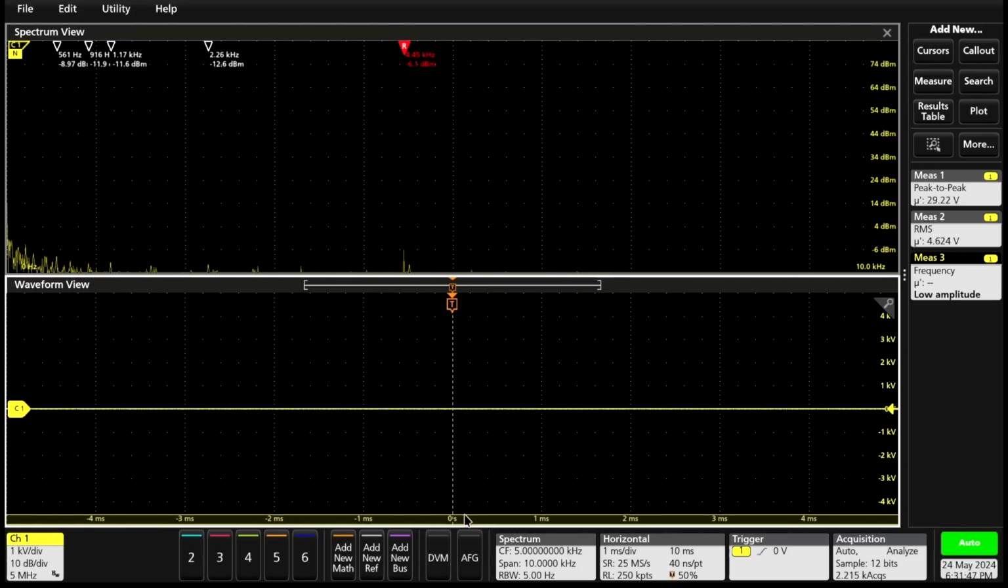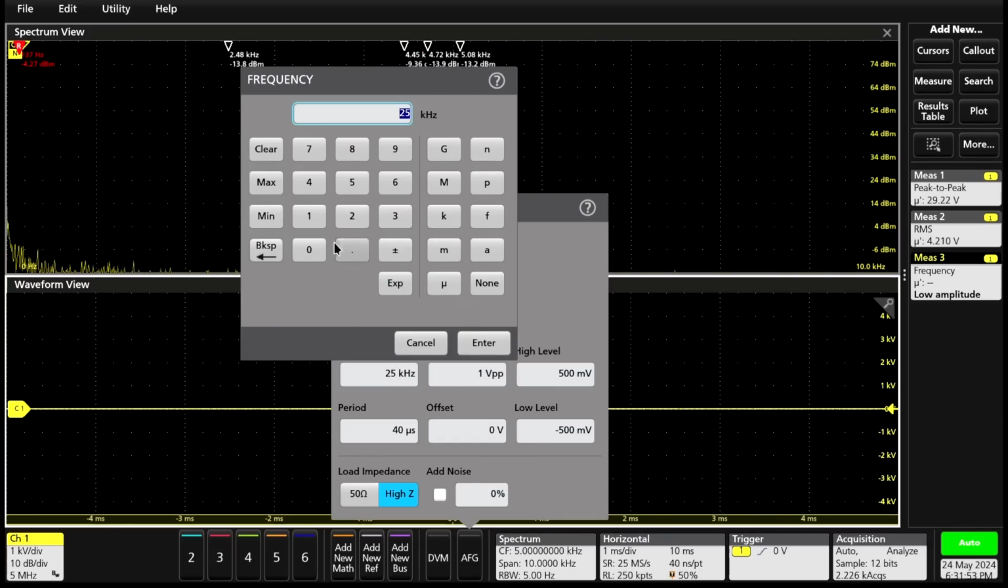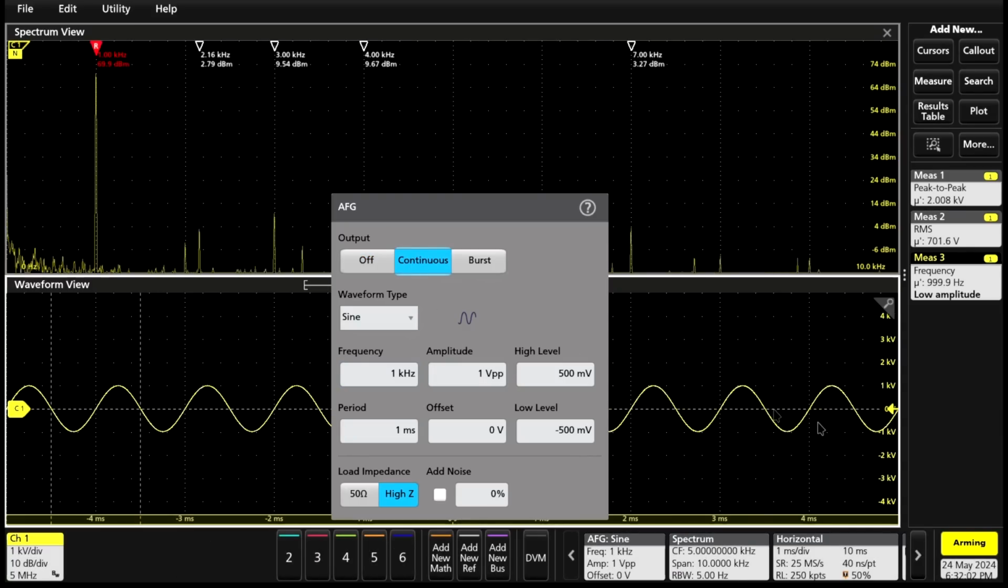So if I go into the AFG setup, right over here, you can see that I have it set up to apply 1 volt peak to peak. Let me change this to a lower frequency. So let's say 1 kilohertz here. So 1 kilohertz, 1 volt peak to peak, it should become about 2,000. Double checking that and turn it on and check it out.